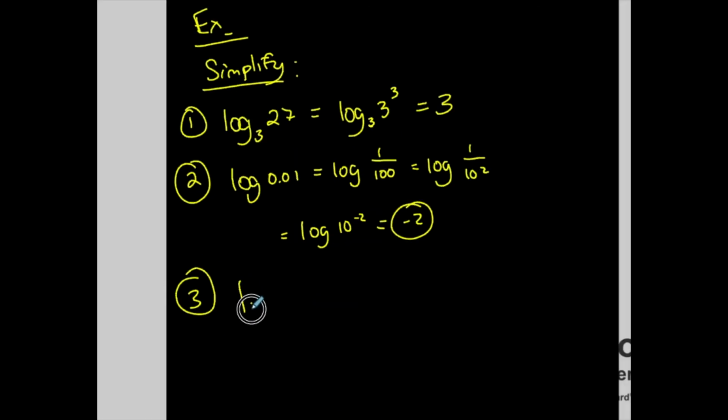Play on numbers. ln of e to the 5th is 5. Know this one, ln of e is 1, okay? Because you'll see that a lot. Let me go to the next page so I have space.